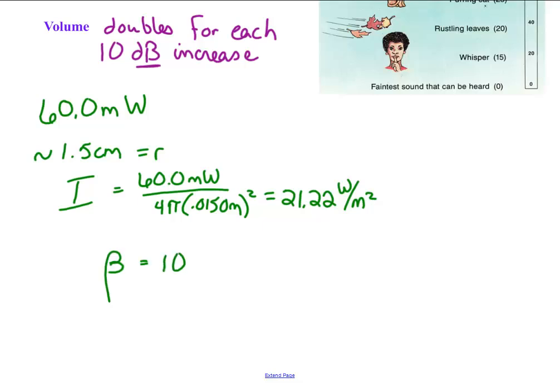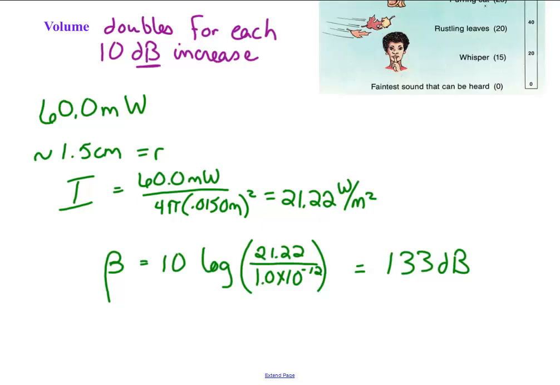So we have 10 times the log of 21.22 over 1.0 times 10 to the negative 12. Well, now things get interesting because what we find is we have a decibel reading of 133 decibels. So if you have it cranked up full power, you're way beyond hearing damage levels. So you might want to rethink how loud you listen to your music. Either that or not have your earbuds in when you listen to it that loud.